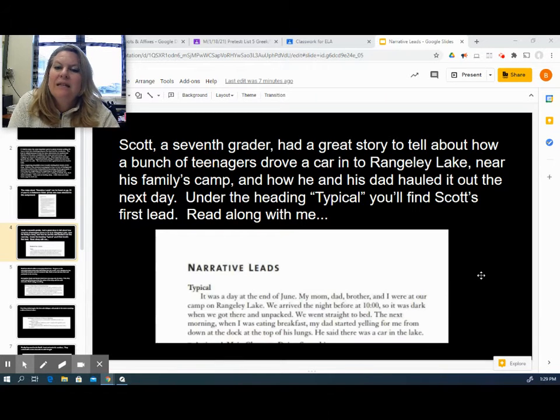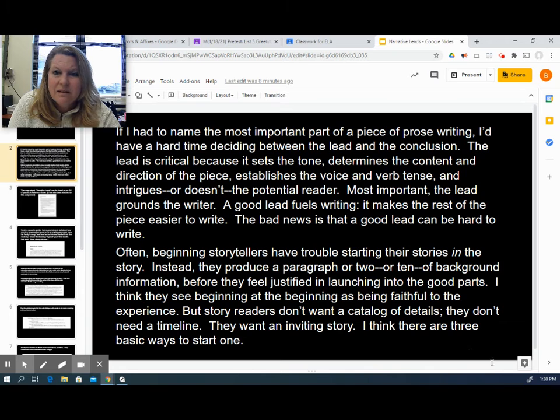Now, this is a typical lead. It's not a good lead. It's just what students are tempted to do when they're charged with the task of creating a story or a memoir. They like to go into almost news reporter mode and give us a who, what, when, where, why, and how kind of paragraph to lead readers in. However, it's not always effective, and this one certainly isn't.